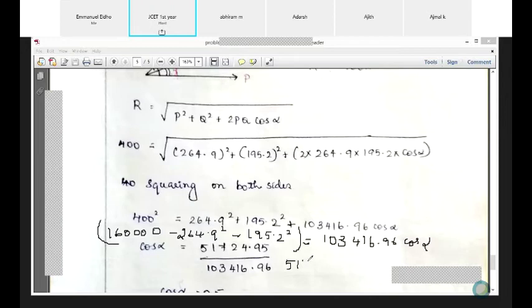That is 51724.95 is equal to 103416.96 cos alpha. From this cos alpha is equal to 51724.95 divided by 103416.96. From this alpha is equal to എന്ത് വരും കുട്ടികളെ? cos alpha is equal to, നിങ്ങൾക്ക് കിട്ടുന്ന ആൻസർ ഇങ്ങനെയായിരിക്കും. cos alpha is equal to ഒരു അത്യാവശ്യം വലിയൊരു വാല്യൂ ആയിരിക്കും കിട്ടുന്നുണ്ടാവുക.